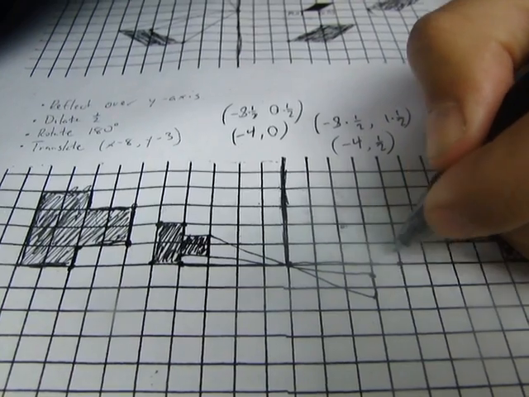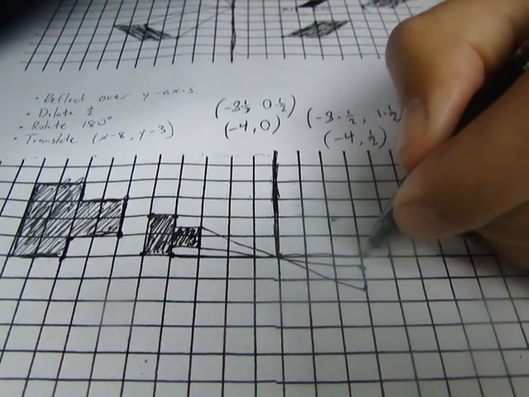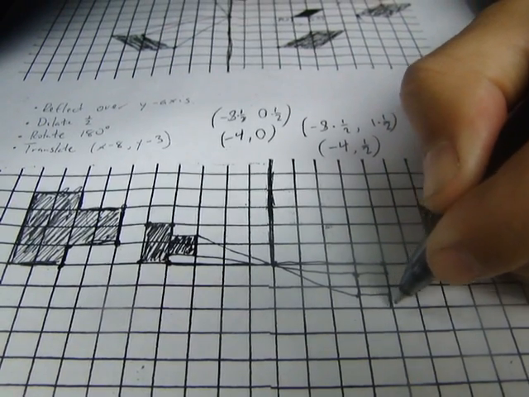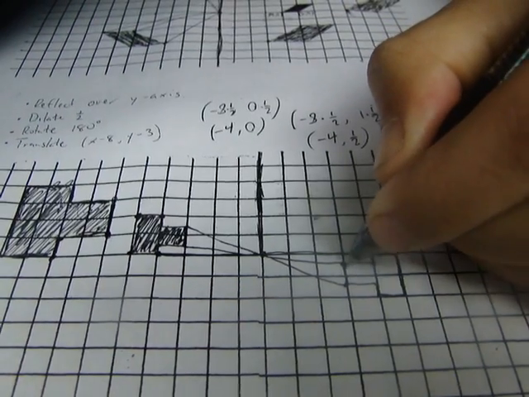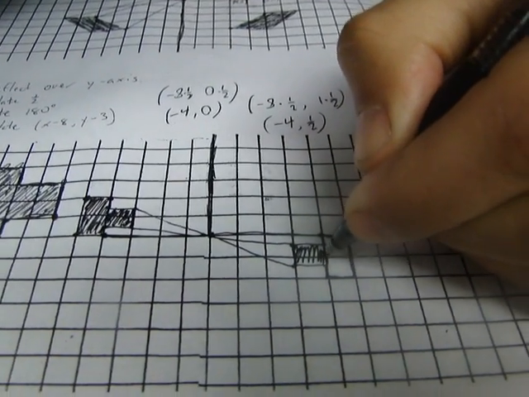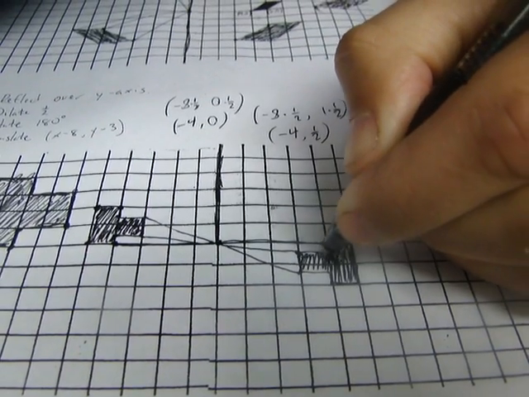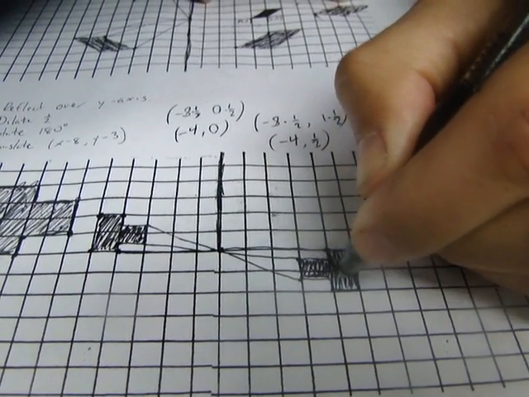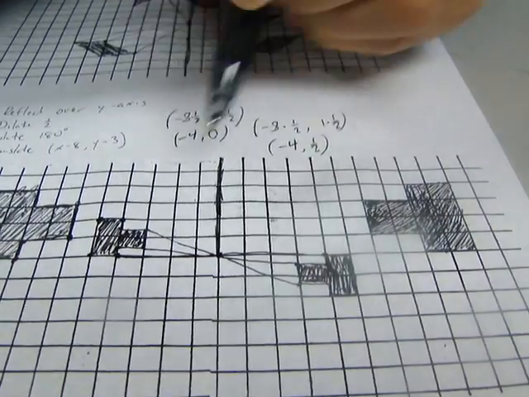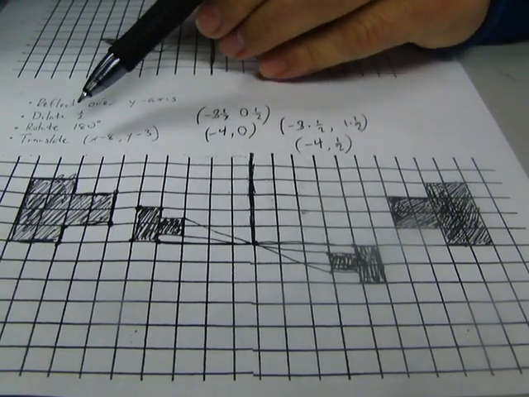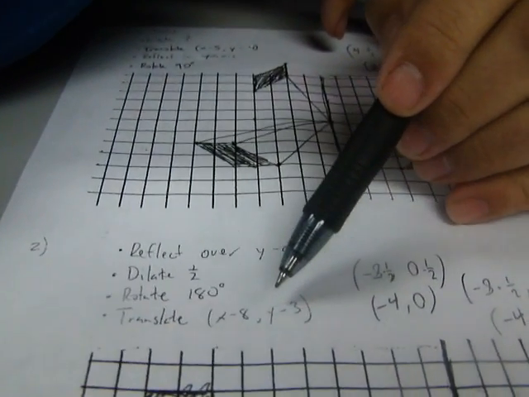So what we've got is these 3. You can kind of see what we're going to do is this. And the shape kind of takes shape for itself. You can begin to see exactly where it needs to be. So that is your 180 degree rotation. Last one we're going to do is to translate x minus 8, y minus 3.